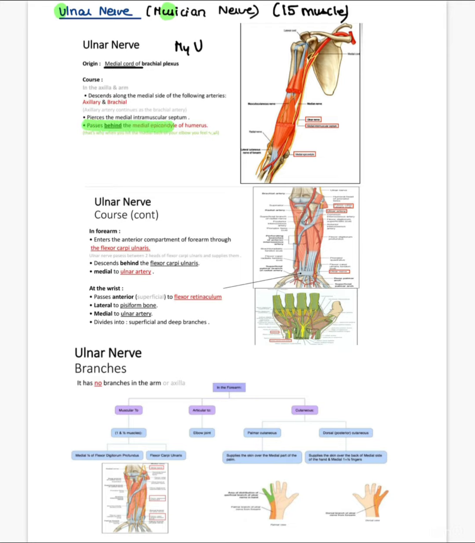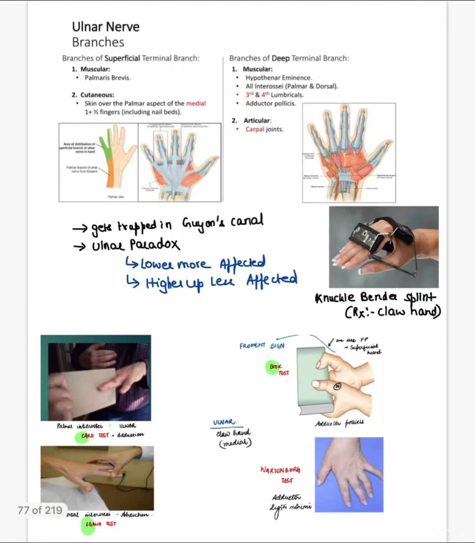Basically this is important: it passes behind the medial condyle of the humerus. This ulnar nerve comes from the axilla and arm, pierces the medial intermuscular septum located medially, then goes behind the medial condyle of the humerus, and then comes forward. Basically, then it enters the anterior compartment of the forearm. So this is important here.